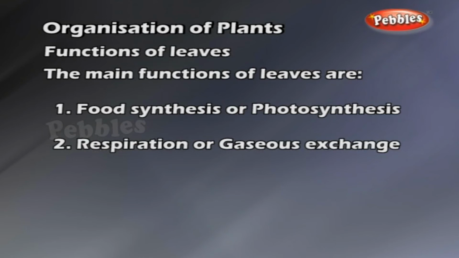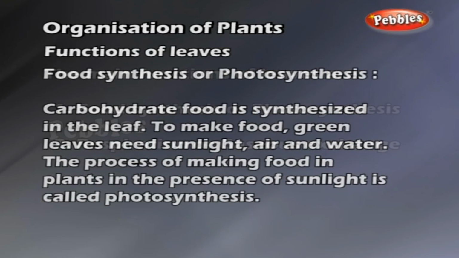Functions of leaves. The main functions of leaves are food synthesis or photosynthesis, and respiration or gaseous exchange. Food synthesis or photosynthesis. Carbohydrate food is synthesized in the leaf. To make food, green leaves need sunlight, air, and water. The process of making food in plants in the presence of sunlight is called photosynthesis.